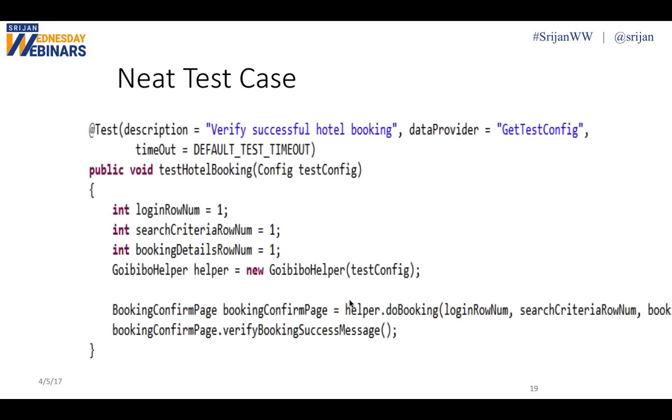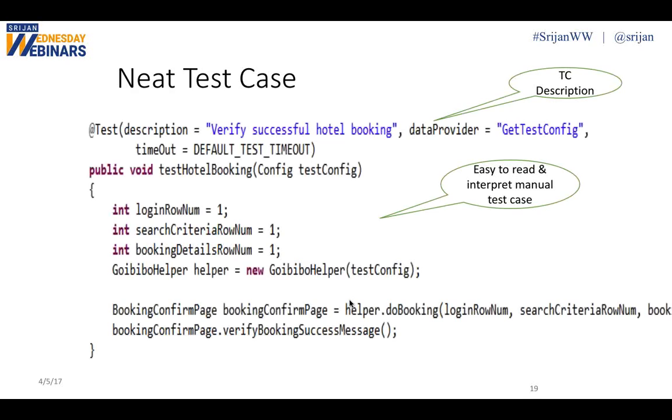Now, if you see here in my test case, there's an @test annotation where I'm actually writing the test case title. And then my test case is easy to interpret. It matches with the manual test case. Even a manual tester can come and say, okay, fine, this test case is doing a booking using some login credentials, using some search criteria, using some booking detail, and it is verifying the booking success message. So this is a test case for doing a booking and verifying the booking success message.